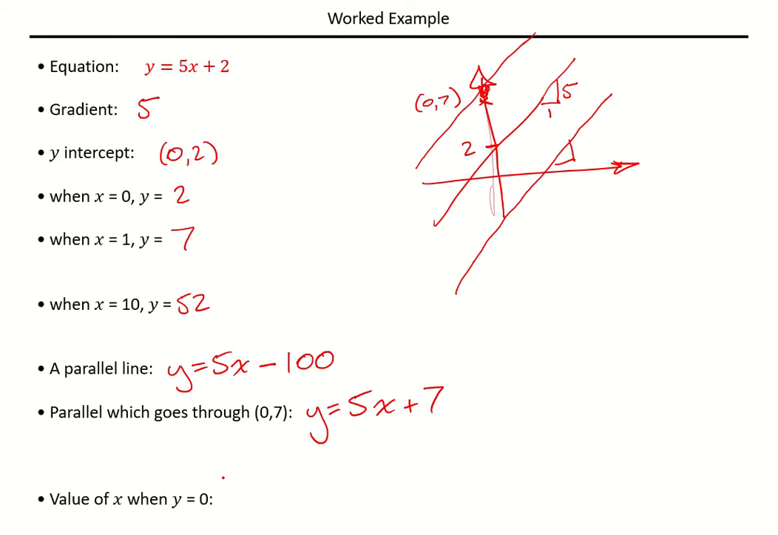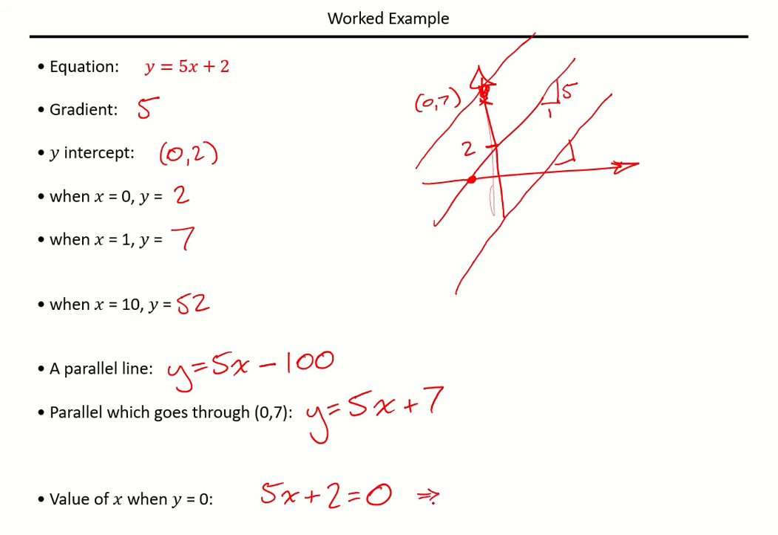The value of x when y equals 0. So y equals 0 means we haven't left the ground. Y equals 0 is here and we want the x value. How are we going to find that? We need to do a little equation, I think. We need to solve where the equation equals 0, where y equals 0.